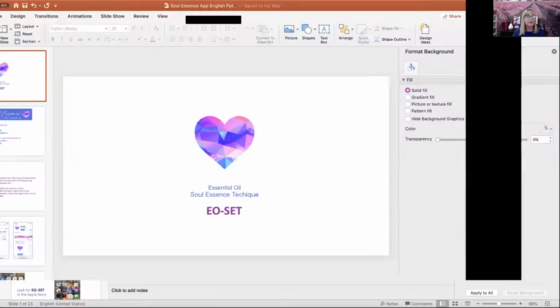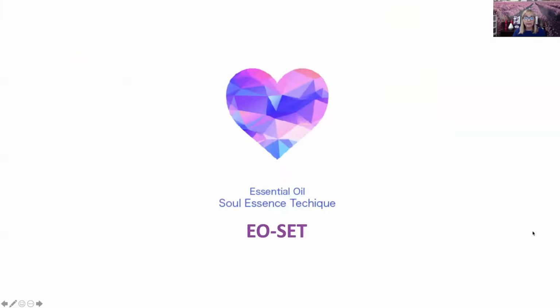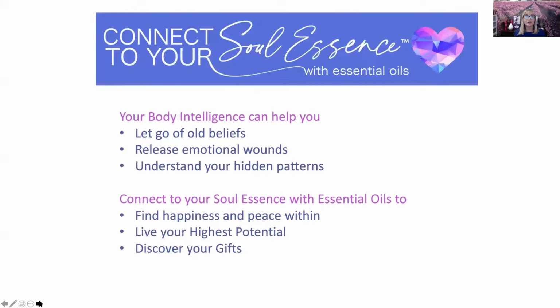And I'm going to put us on a PowerPoint because this is going to be a little bit easier for you to follow how this works, okay? So when you first, this is called, as we know, EO-Set. That's the app name. And the reason we had to do that is that the little icon in the Apple Store doesn't fit the words Essential Oil Soul Essence Technique. So that's where that came from.